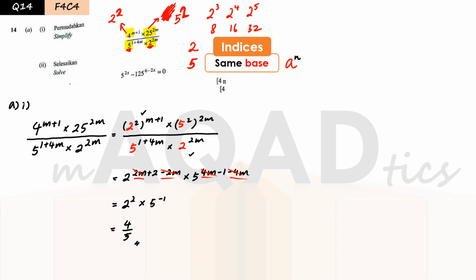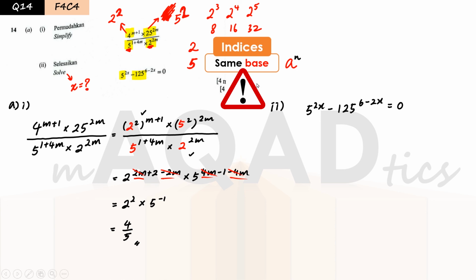And for part 2, we need to solve this indices equation. Solving here means we need to find out the value of x. To solve any kind of indices questions, we need to make sure the base values are the same, but now they're not. One is 5 and the other one is 125. So let us change the bases to become the same value, and again, we are going to change them to the smallest base value among here, which is 5. So for the 125 here, let us change it to 5 to the power of something.